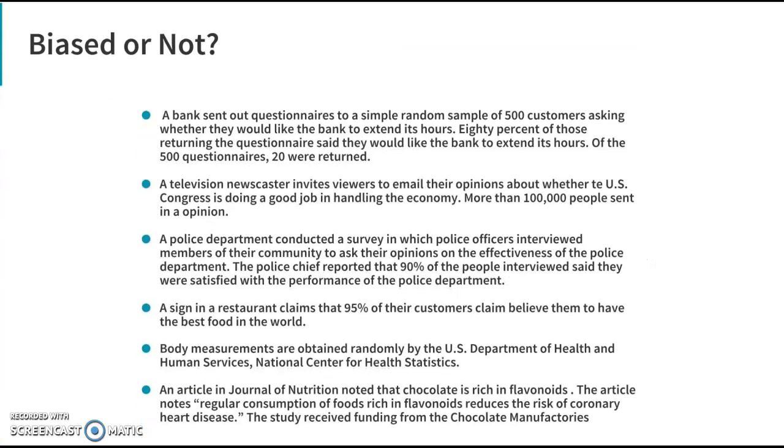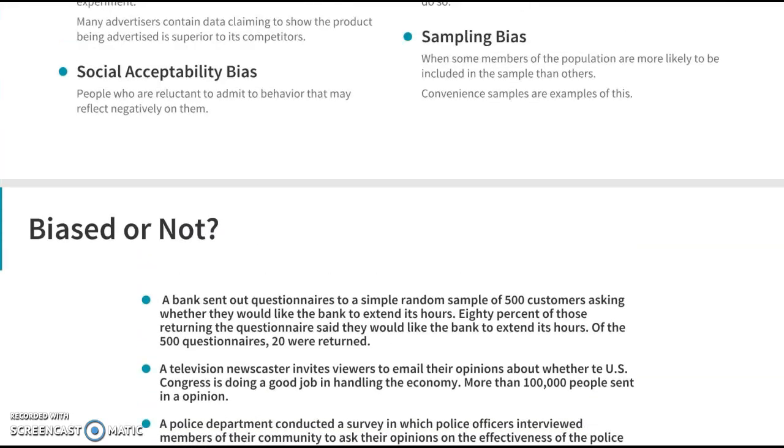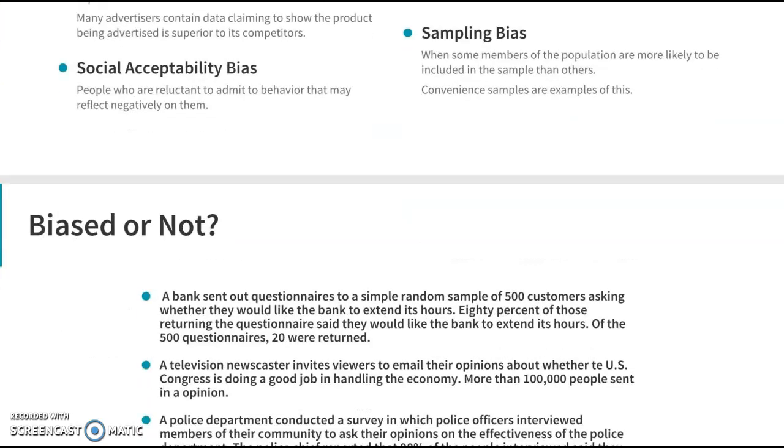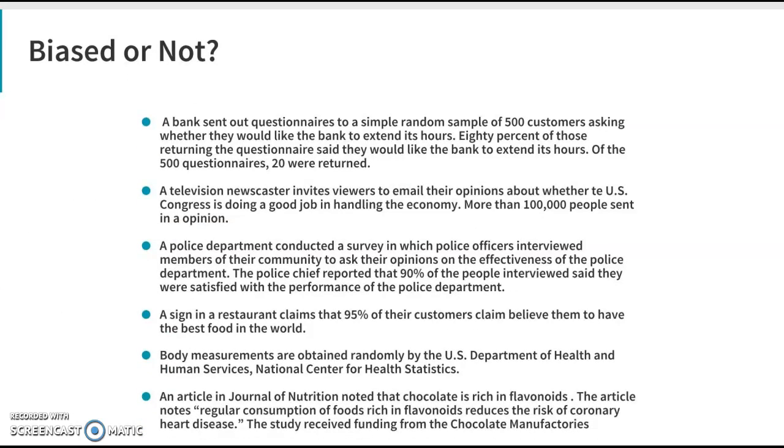Okay. A sign in a restaurant claims that 95% of their customers believe them to have the best food in the world. Well, of course they're going to say that 95% of all their customers say that. That is a self-interest bias because they want more people to come to their restaurant and eat their food.